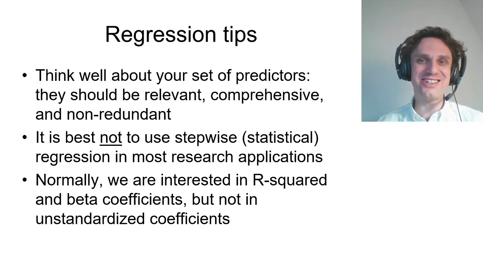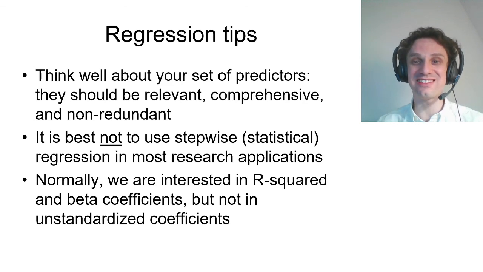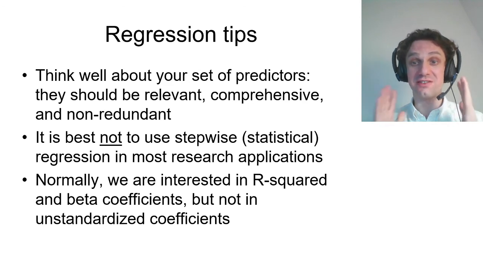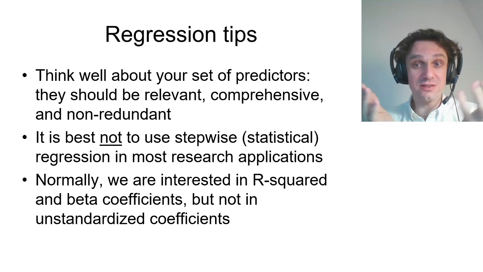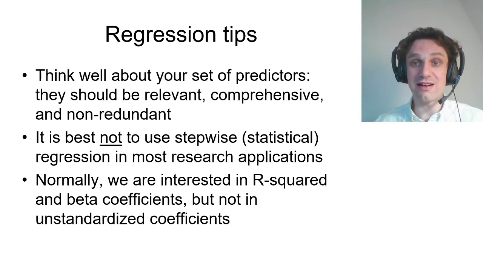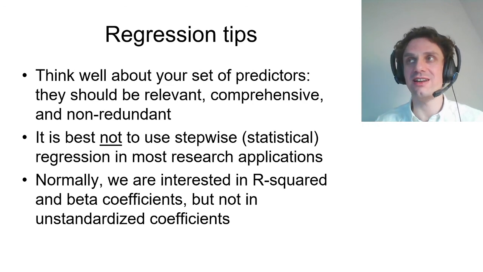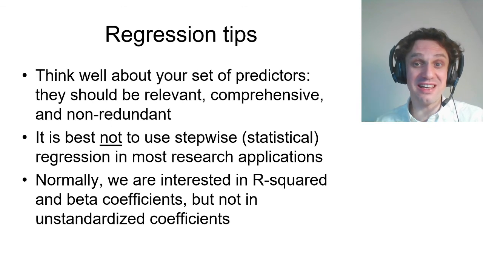So just a couple of tips to conclude our theoretical discussion of regression. When you choose your predictors, think well about them. Your set of predictors should be based on theory. They should all be relevant to your dependent variable. This set of predictors should be comprehensive. It should capture all the important factors that are essential. Of course, it's not always possible to do it in research, but at least we should try.